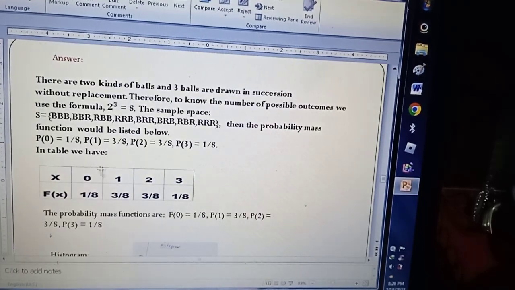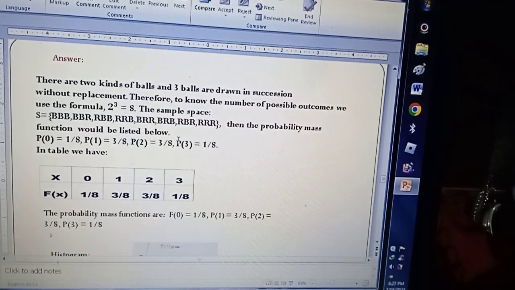So here it is already presenting the experiment as a discrete probability distribution through a mass function. So in this case, P of 0 equals 1 over 8, P of 1 equals 3 over 8, P of 2 equals 3 over 8, and P of 3 equals 1 over 8. So again, that is presenting the discrete probability distribution through a mass function.